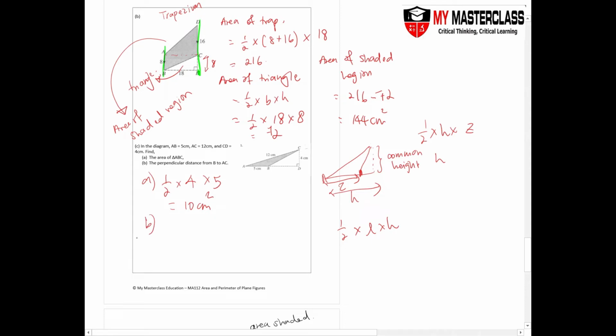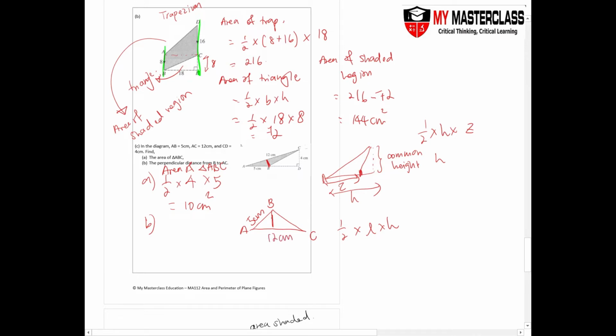And part B, the perpendicular distance from B to AC. So you are looking at this one. If you look at it in general context, the perpendicular distance should look like that. Since you have the area of triangle ABC, if you turn this diagram around, it actually just looks like that. This is B, this is A, and this is C. Then this is your 5 cm, and this is your 12 cm.